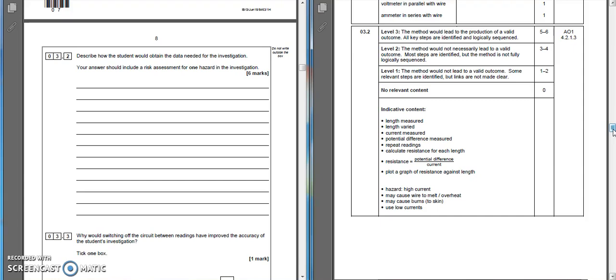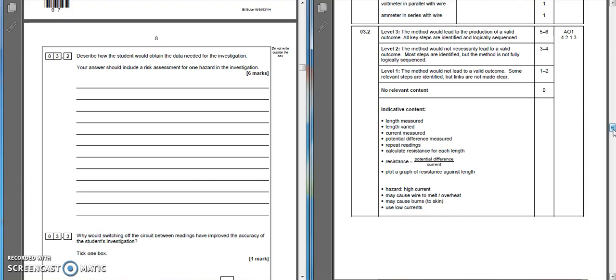Every time you've changed the length of the wire, you'd need to make a note of the current and the potential difference, that's the voltage, using an ammeter and a voltmeter. And we'd expect that you'd do repeat readings, at least 3, so that you could work out an average current and an average potential difference. You can then calculate the resistance for each of the wires. To do that, you get the resistance by getting the potential difference, the voltage, and dividing it by the current.